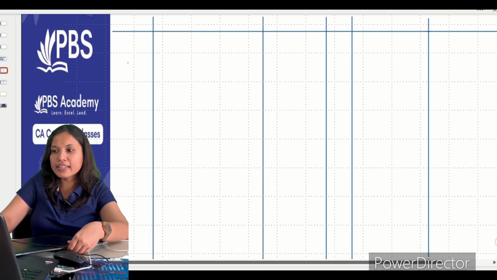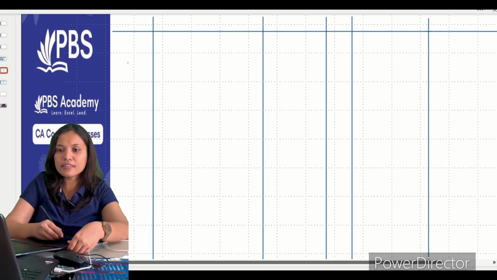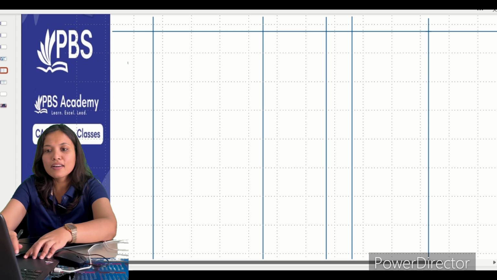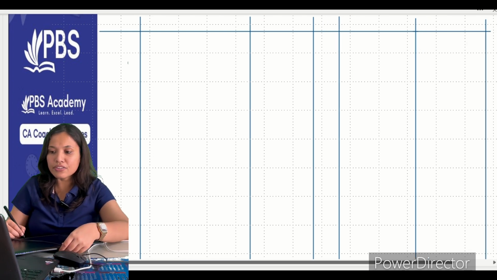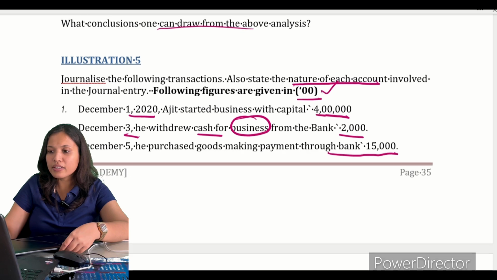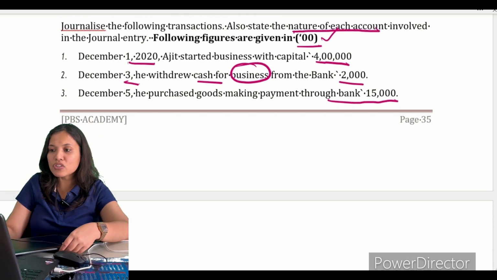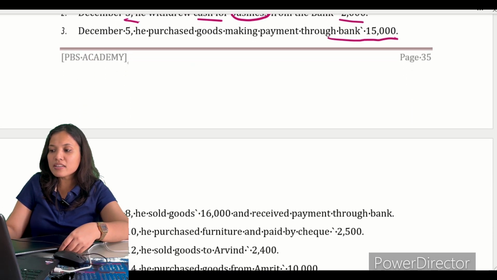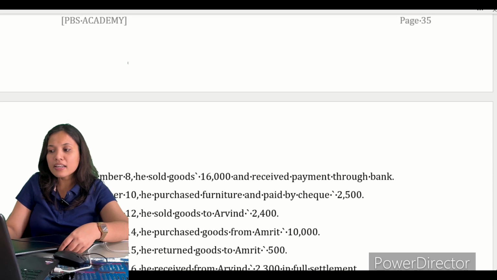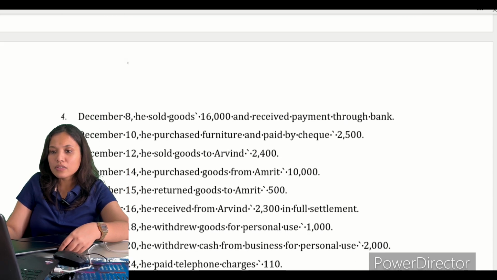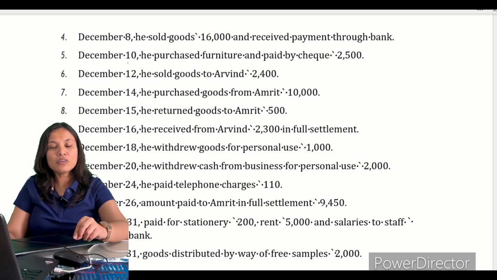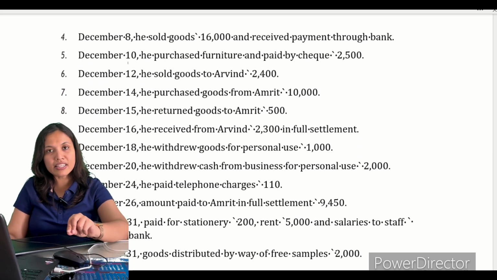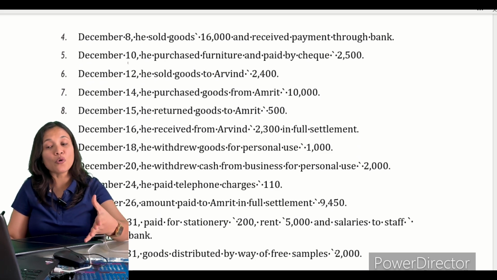You already know the headings, so I'm not writing the headings. Okay, let's directly dive into the entry number. Next entry. I hope you're clear with the entry. Purchase account debit. Why purchase account debit? Because expense is increasing. Expenses have debit balance. If it increases, we have to debit it more.